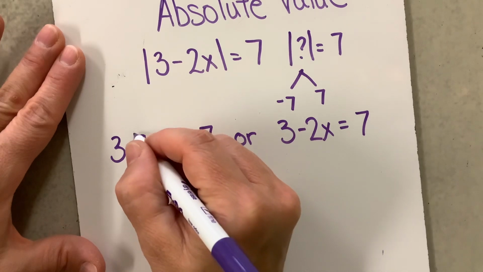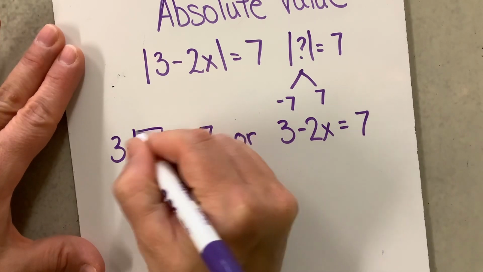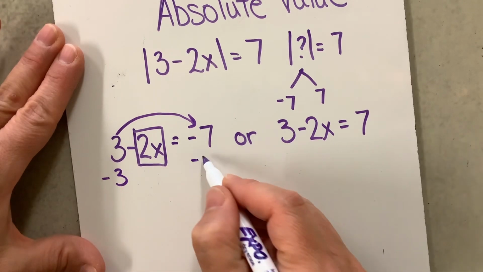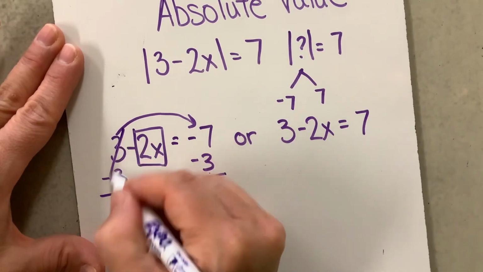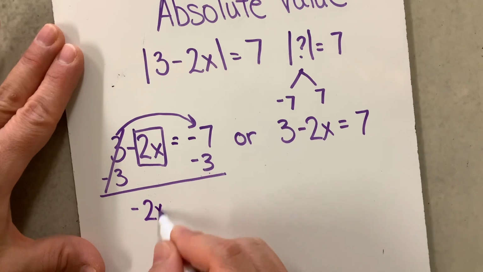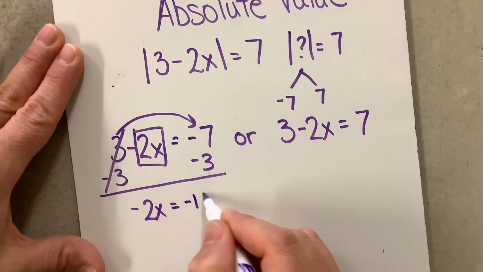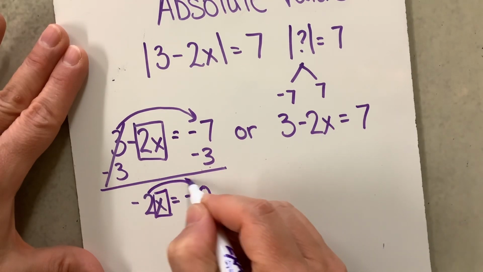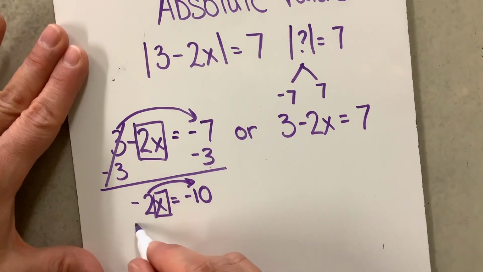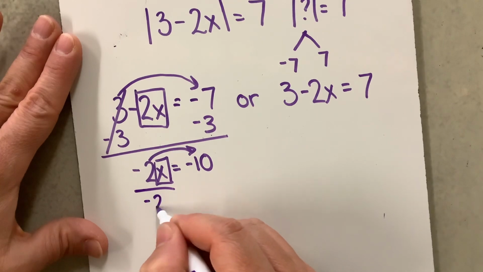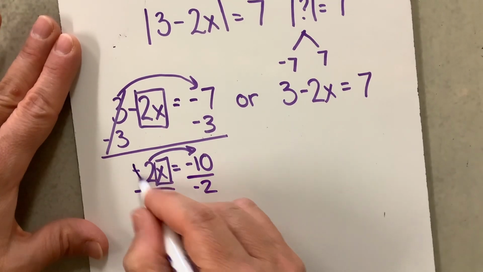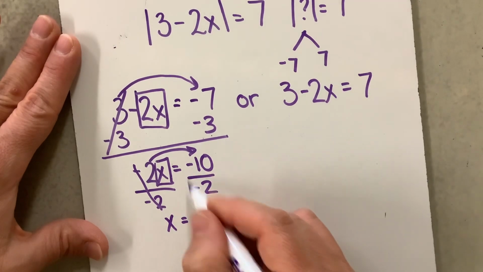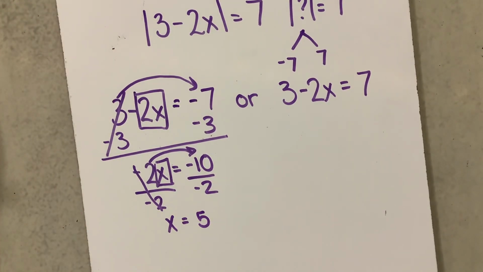All right, so I am trying to get my x term. So I'm going to get rid of the 3 first by doing the opposite. When I do that, I have a negative 2x equals negative 10. I'm still solving for my x, so I'm going to get rid of the negative 2. I'm going to do the opposite or the inverse, so I'm going to divide both sides by negative 2. That leaves me with x equals 10 divided by 2 is 5. Negative divided by negative is positive.